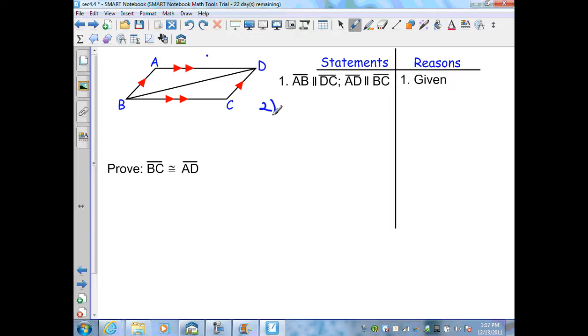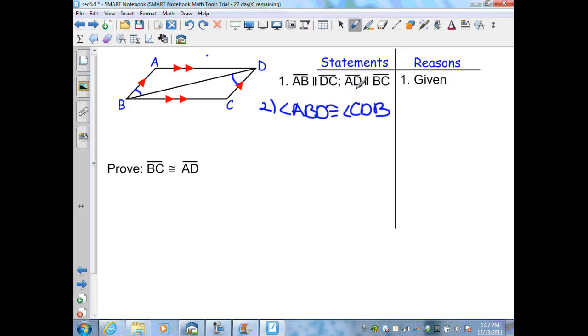Let's use the information that segment AB is parallel to DC. Those segments create alternate interior angles, and they are congruent because of the AIA theorem, and the lines are parallel. So angle ABD is congruent to angle CDB.